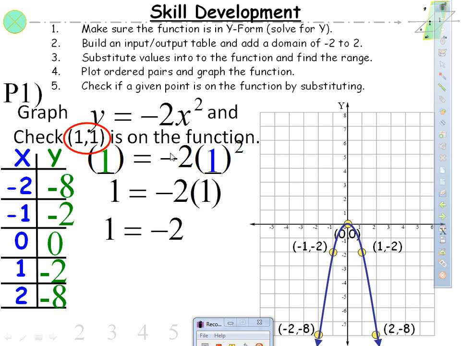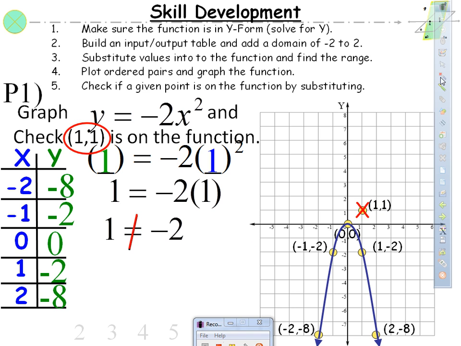What's another way? By plotting it, right? Where's 1, 1 at? 1, 1 is about right here. So is that on the graph? No, here's my graph. Here's the point, and it's not on this curve. Everybody with me? So that's not part of it. Now check this out.